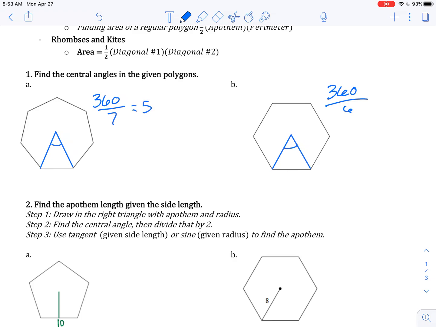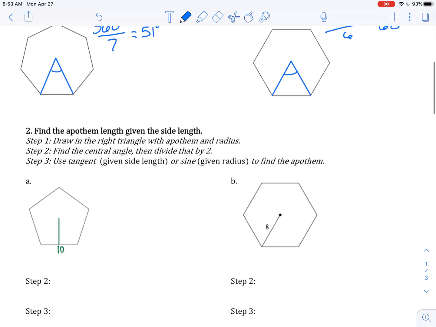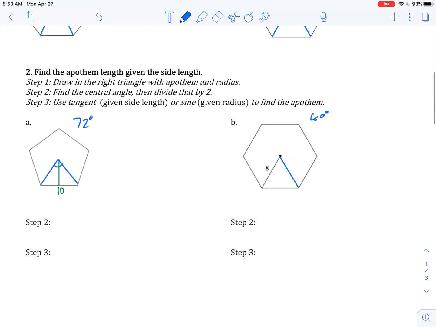So finding the central angle, let's do that first. I've got 7 sides here, so the central angle would be 360 divided by 7. And that central angle, again, is this whole angle. And here would be 360 divided by 6, which is, again, the whole angle. And eventually we're going to divide that by 2. And this is approximately 51 degrees. And this is exactly 60 degrees.